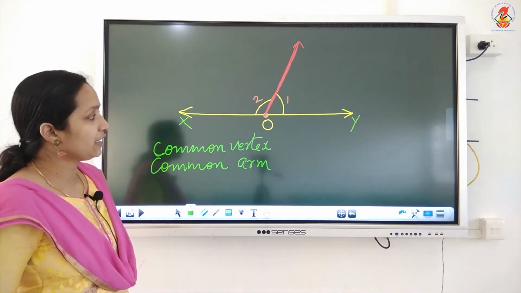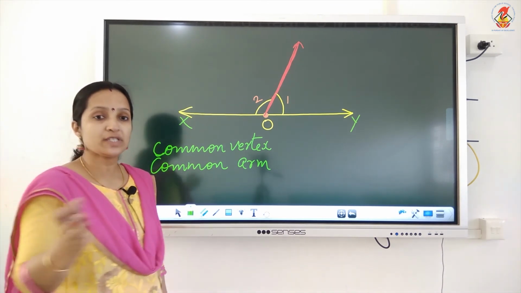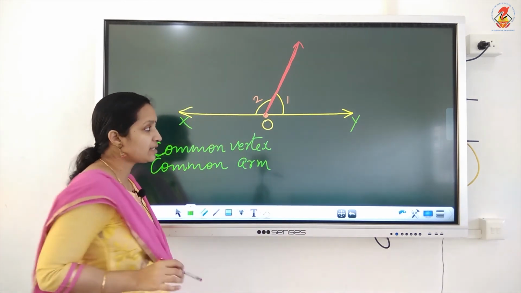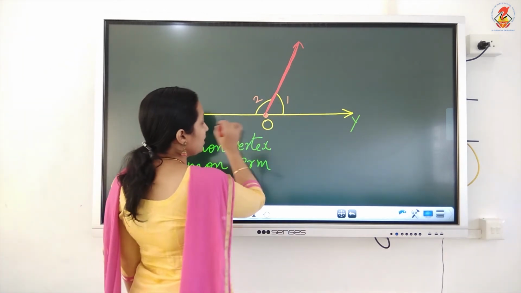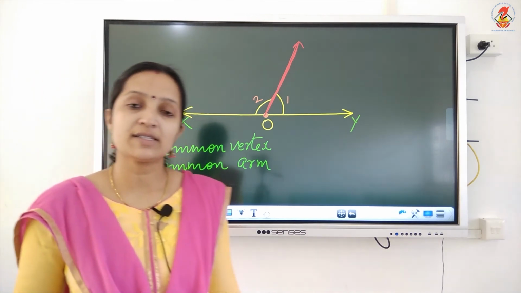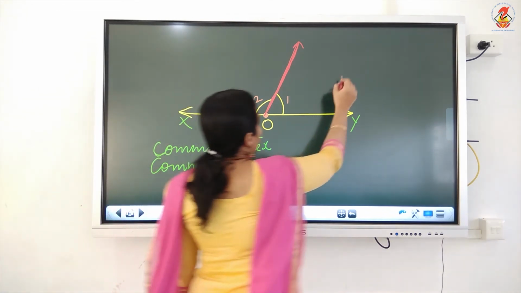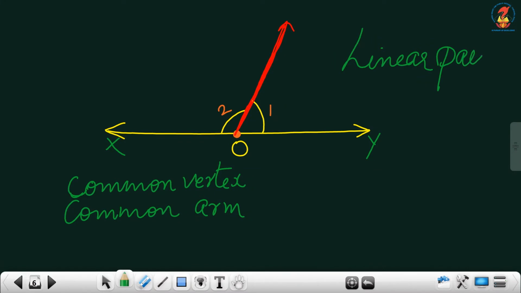But look at this figure carefully. You can see that here the uncommon arms are opposite rays. One is on this side and one is on this side. They are opposite rays and they form a straight line. So this type of adjacent angles has a special name. What is the name? Linear pair. So we can say that angle 1 and angle 2 are a linear pair of angles.